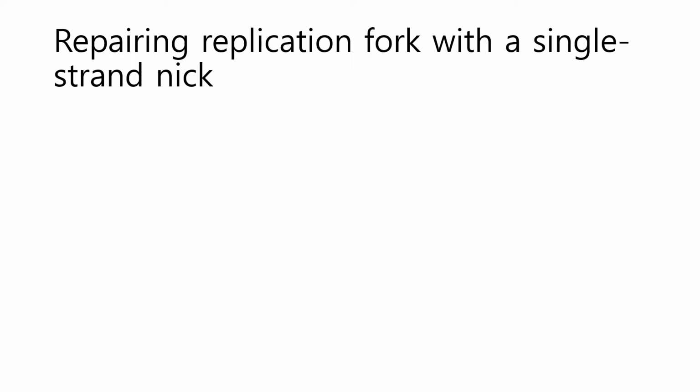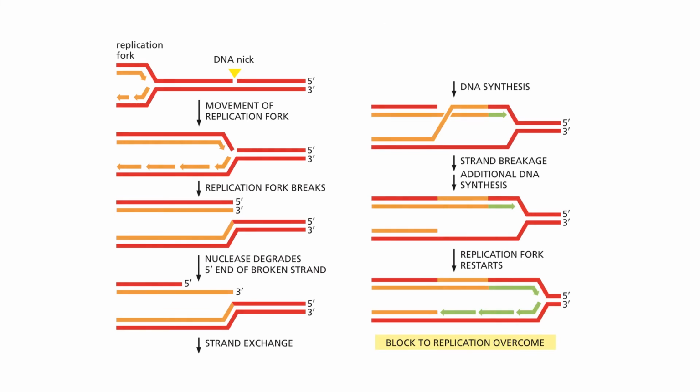Repairing replication fork with a single-strand nick. The figure that I'm going to show you next is so perfect. I don't need to elaborate more on top of that. As you can see, there is a single-strand nick just ahead of the replication fork.